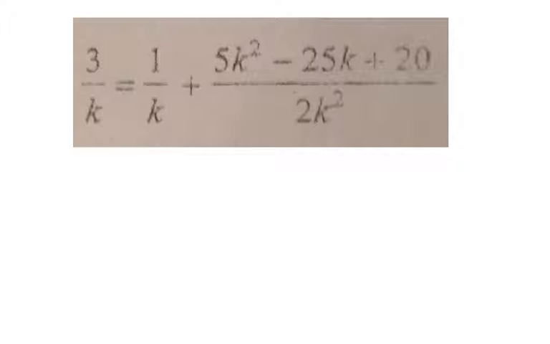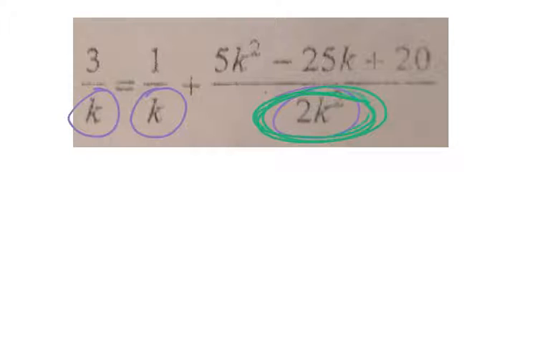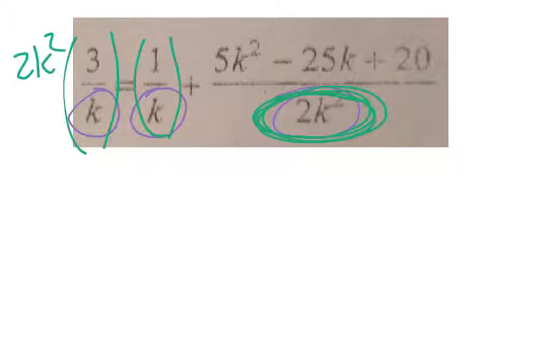Okay, so remember from the last video, hopefully, we're going to look right at the denominators, and ask yourself, what would be the common denominator? I hope you realize that 2k squared would be the least common denominator for this problem. So we're just simply going to times each term by 2k squared.